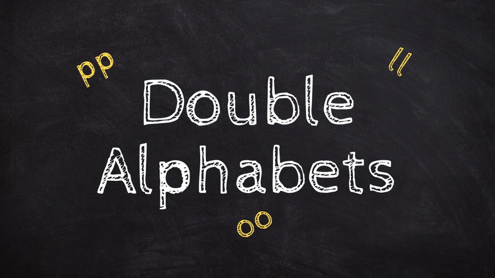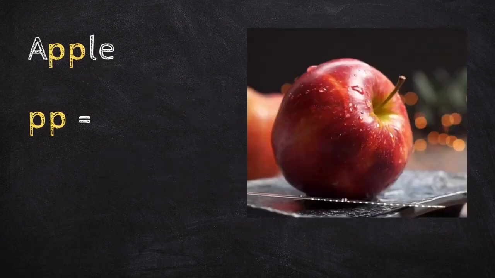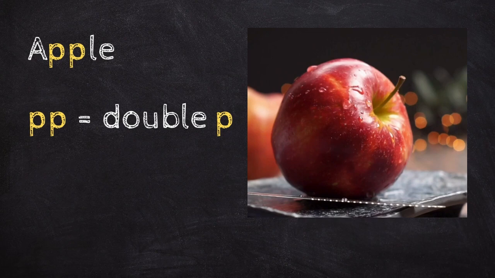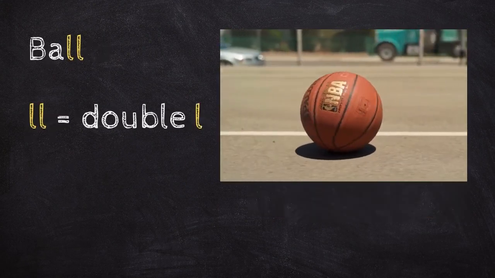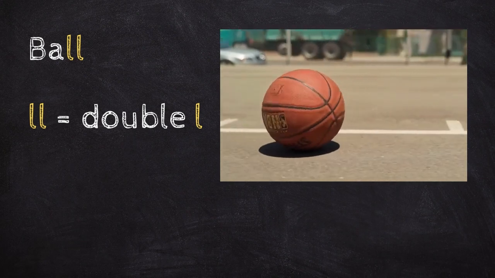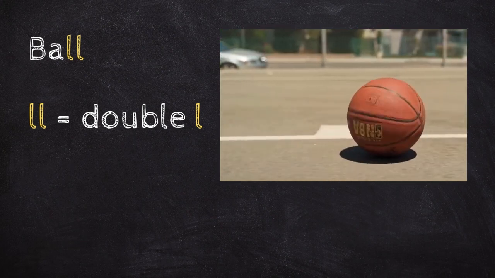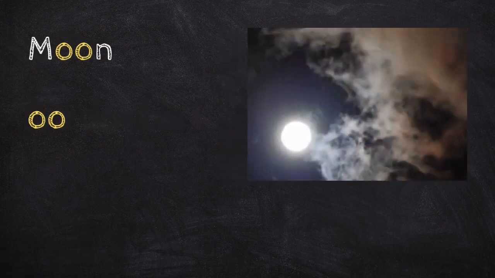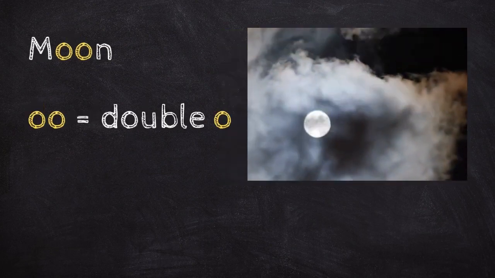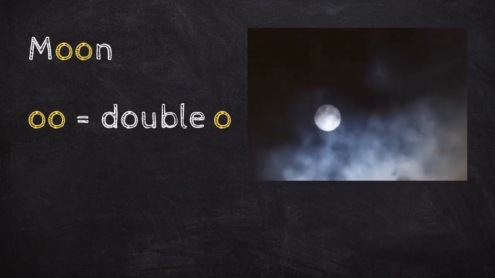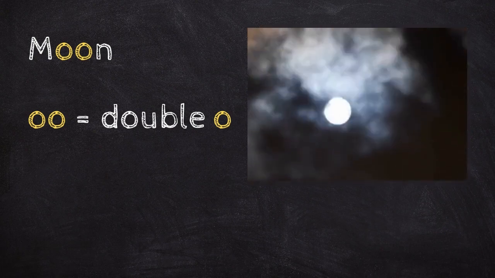Double alphabets. A P P L E, apple. A double P L E, apple. B A L L, ball. B A double L, ball. M O O N, moon. M double O N, moon.